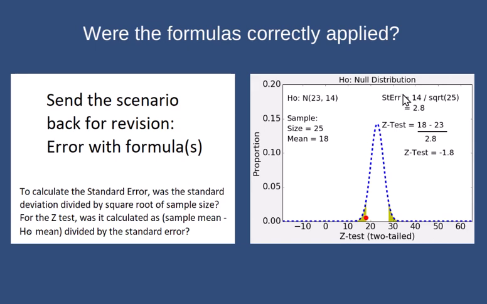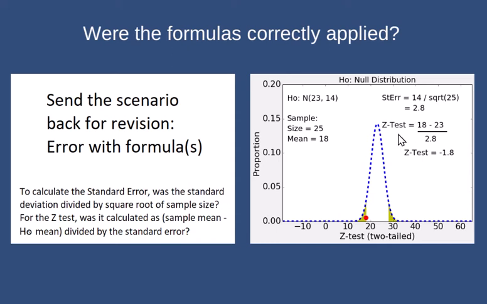So for the standard error, it's equal to the standard deviation divided by the square root of the sample size. So we check to see, do we have the standard deviation? Yes, it's 14. And do we have the correct sample size? Yes, it's 25. So that gives us a standard error of 2.8.